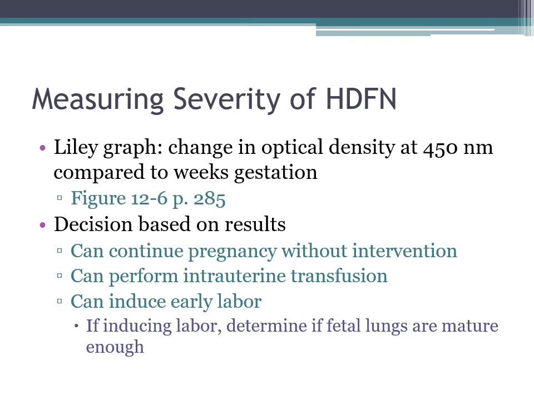So in measuring the severity of HDFN, the Liley graph, we have that change in optical density at 450 nanometers compared to the week's gestation. If we look at figure 12.6 on page 285, we're going to see an example of where we are in the week's gestation and where that change in optical density takes place for the intrauterine death risk. So the decision based on these results: we can continue the pregnancy without intervention, we can perform an intrauterine transfusion, or we can induce an early labor. And if we're inducing an early labor, we're going to determine if fetal lungs are mature enough or if we need to give them a little bit of boost with some steroids.